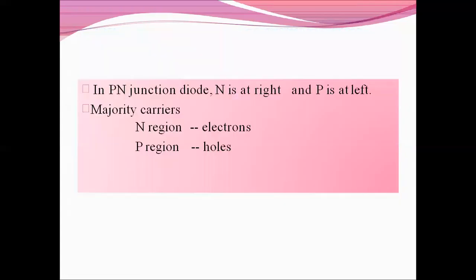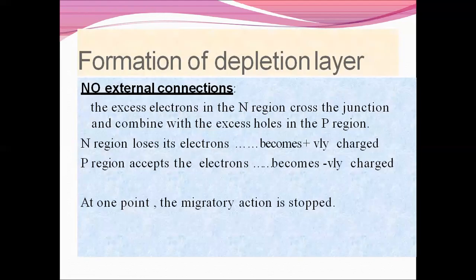In the PN junction diode, N is at the right and P is at the left. Majority carriers for the N region are electrons. For the P region they are holes. Now the formation of a depletion layer: no external connection is needed when you apply no electric field to the PN junction diode. The reaction that occurs in the PN junction diode is given here.